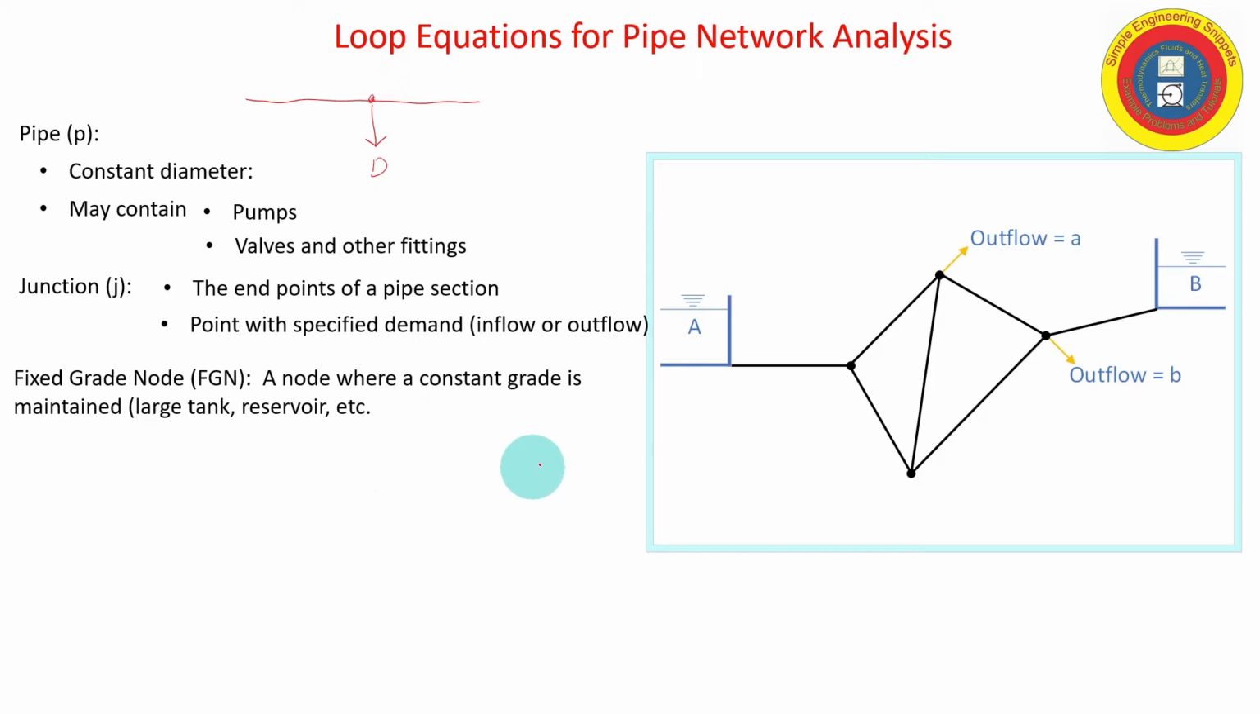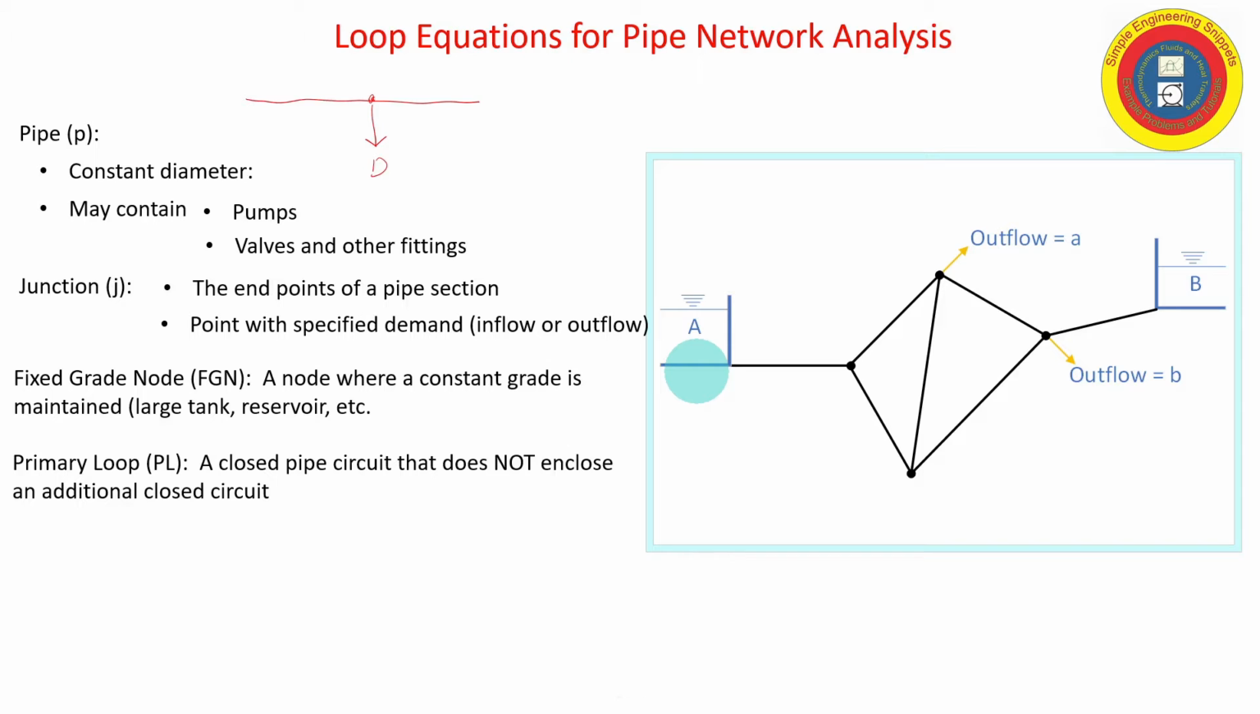Okay, fixed grade nodes are self-explanatory. It's a reservoir or a tank. It's a body of water of constant energy that is not changed during the analysis. And a primary loop is a loop circuit that does not contain any other circuits, and we'll discuss this a little bit more when we set up the equations.